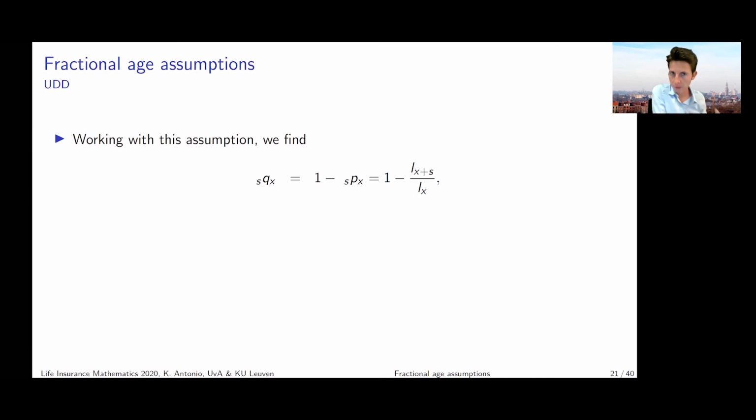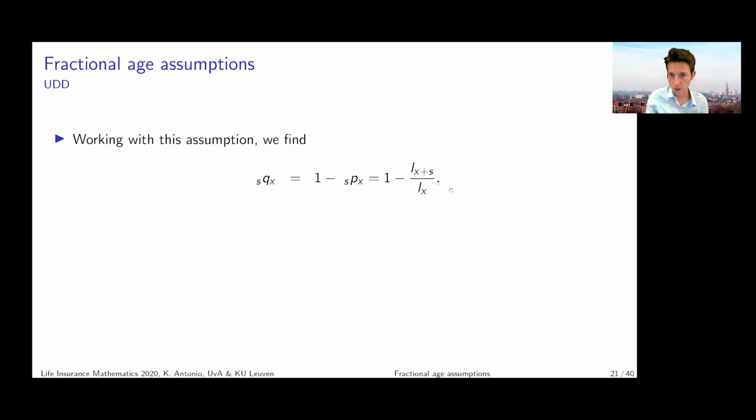We already encountered this uniform distribution in the distribution for the Rx random variable, but now we can think, why is it called the uniform distribution of deaths? So let's look at that. If we start with sQx, our probability of dying in fraction s of the year following age x, then that is the complement of sPx.